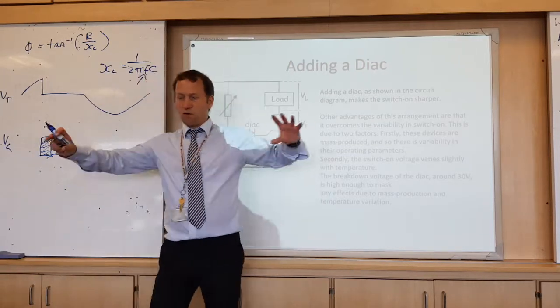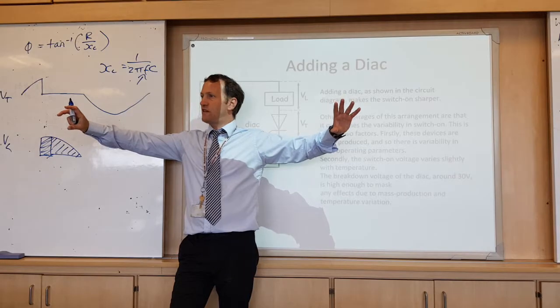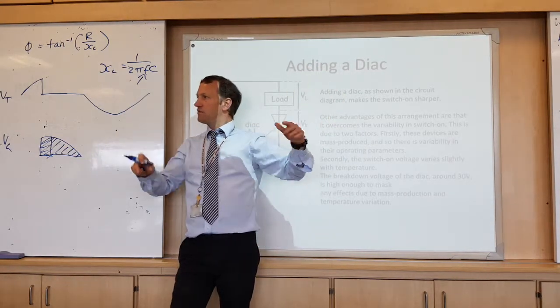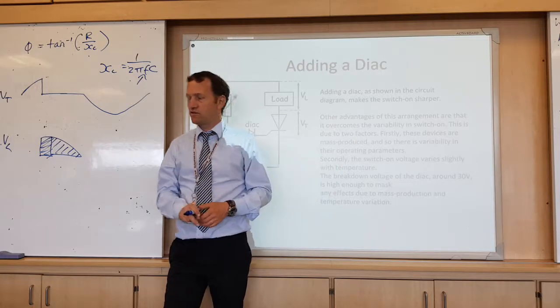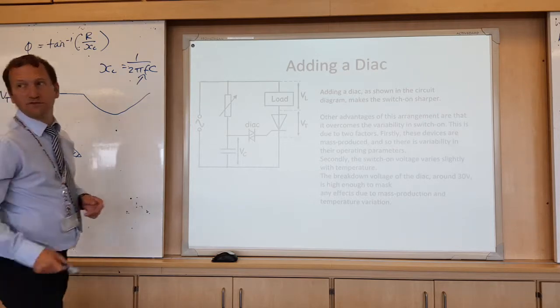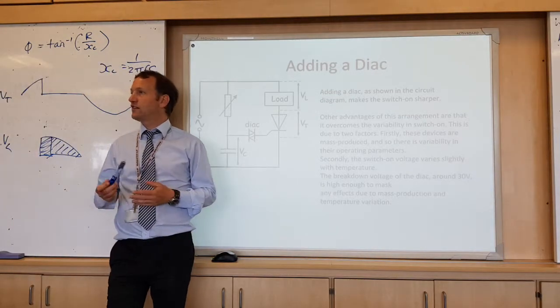It's like if you had a big row of lights at a theatre or something. You wouldn't want one brighter than the other. They might be slightly different, one might be brighter than the other, but they put the diac in to make it much more predictable. Okay, any questions? That's all it is really.